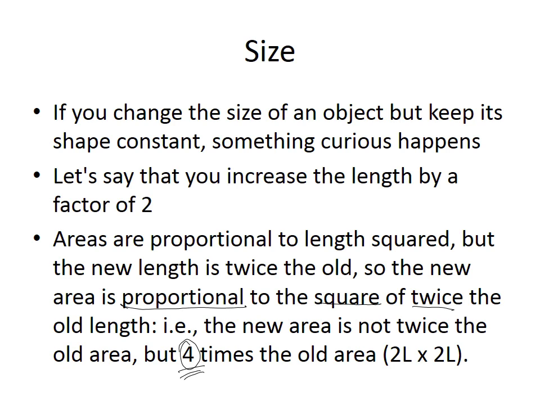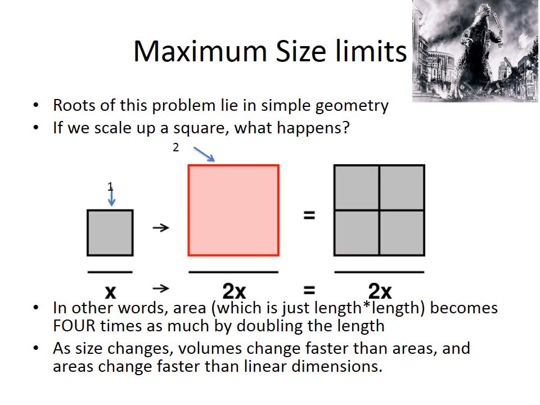And that just comes from the formula of area, because length times length is area, right? So if you have 2 lengths, then 2 times 2 is 4. So you're actually not doubling it, but it's 4 times. So when we look at this, and here is a picture of King Kong, you know, he's looming over New York City, or I'm not sure which city that is. But what it's showing is that the root of this problem of size limit lies in just simple geometry. If we scale up a square, what happens? So here's the square, and every side is one unit, let's say 1 inch. Well, we double it and double the size of it.